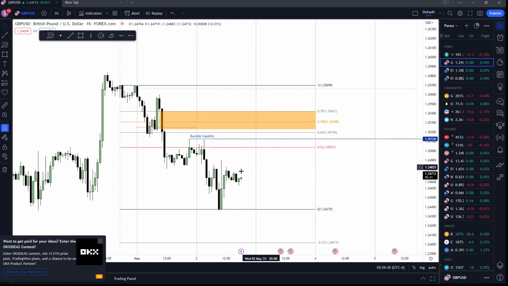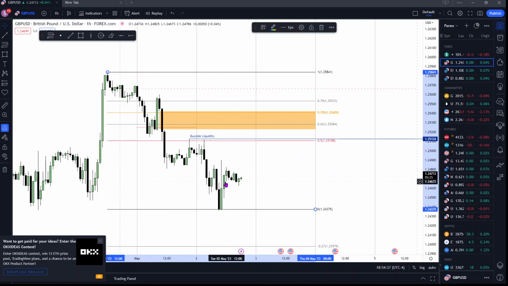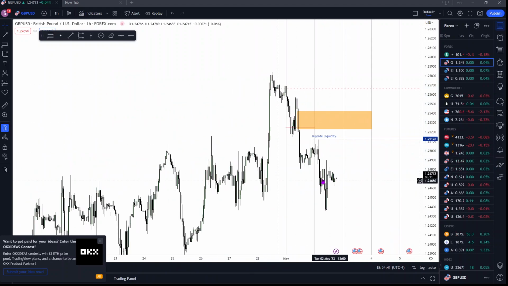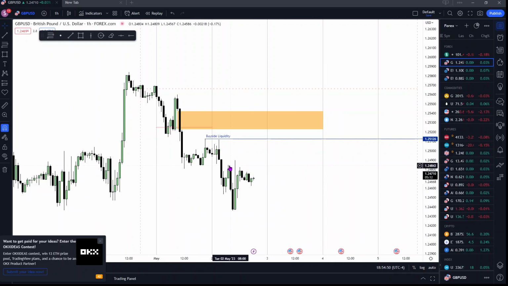I'd like to see price trade up there and take out this buy side liquidity on the way up. And obviously, as you can see, if we look at the total range that we're trading in, this is premium. And before we start to trade lower, I do want to see us offer a premium. So that makes sense. We also broke structure here.